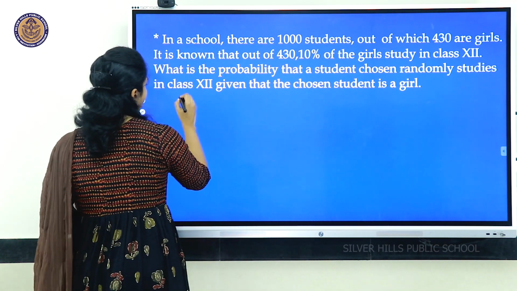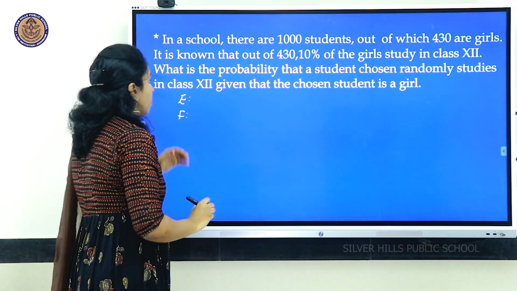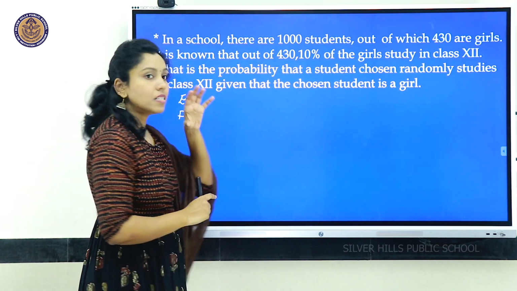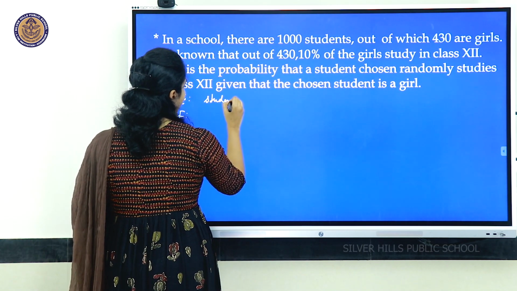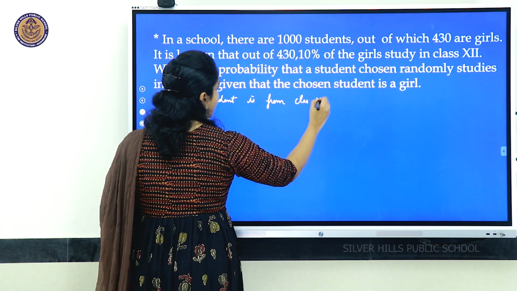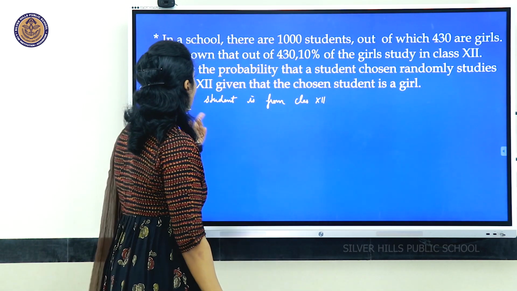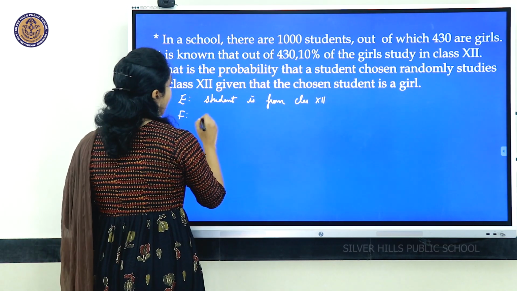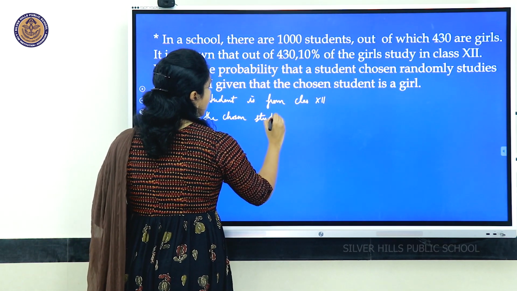So, definitely we need to apply conditional probability. So, let us select the events E and F. What are we going to find? What is the probability that a student chosen randomly studies in class 12? So, event E is the student is from class 12. And what is F? F means something which we know. What is it? Given that the chosen student is a girl.